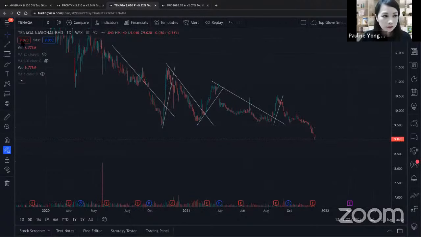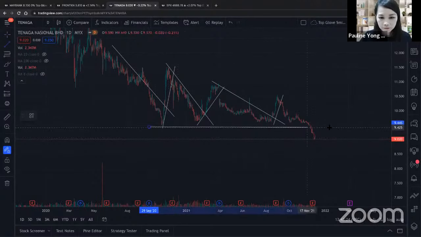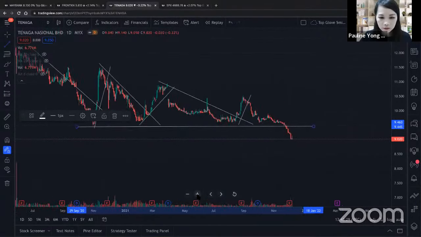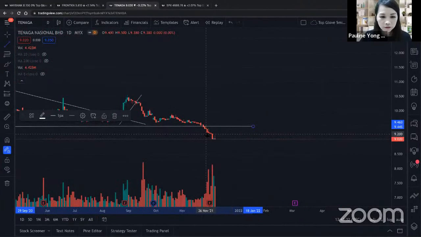However, when we zoom in and look at the price action, after you have seen the price break, you supposedly see the volume also spike up. That means the selling pressure is huge. However, after some time, these two days, the volume seems to reduce. So is this price action, this sell down, a strong one or a weak one? What do you think?